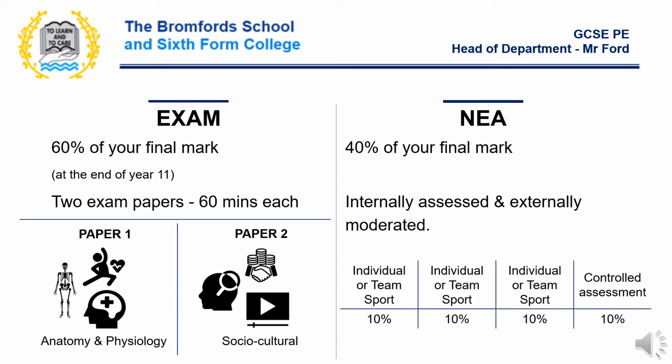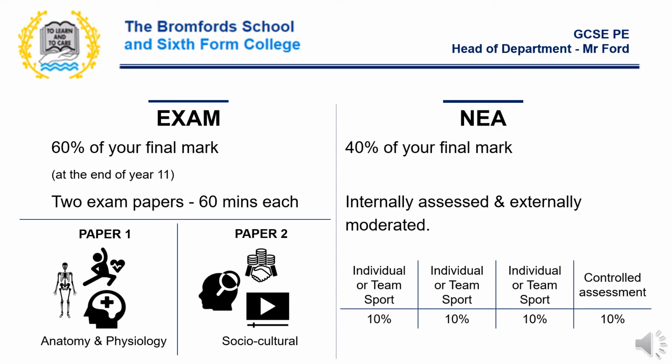In terms of the exams, you'll have 2 exam papers, and these will be worth 30% each and then combined 60% of your final mark. You take these at the end of year 11 and both papers are 60 minutes each. Paper 1 focuses on anatomy and physiology, whereas paper 2 looks at the social cultural side of things, and on both papers there'll be a question that will relate topics from both papers to bring that together.